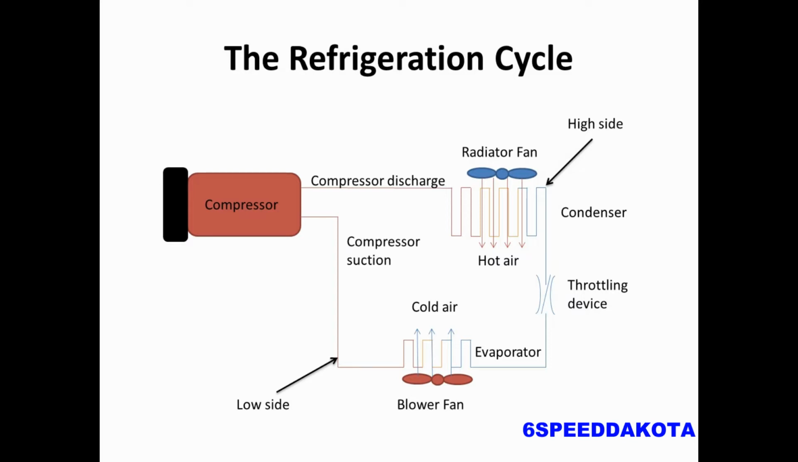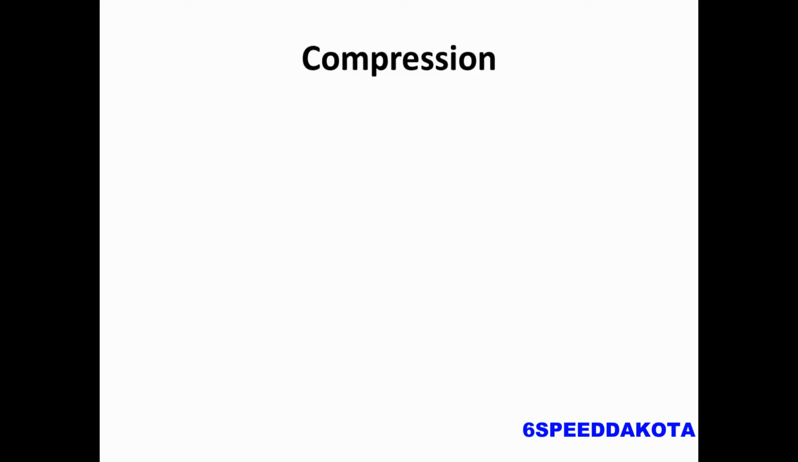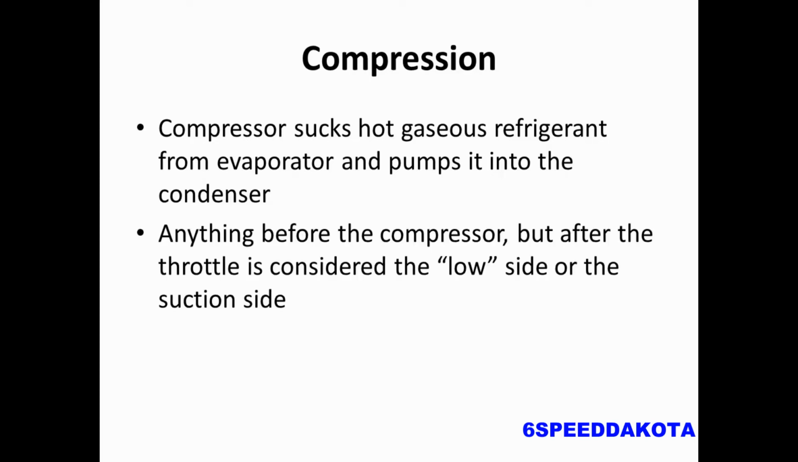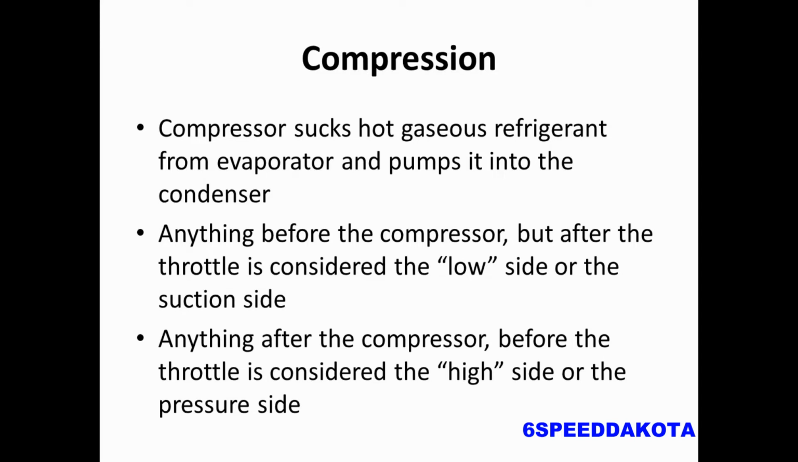The line leading from the evaporator to the compressor is known as the suction line. So, compression. The compressor sucks the hot gaseous refrigerant from the evaporator and pumps it into the condenser. Anything before the compressor but after the throttling device is known as the low side or the suction side. Anything after the compressor but before the throttling device is known as the high side or the pressure side, sometimes called the discharge side.